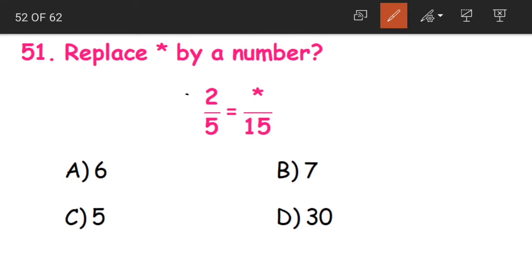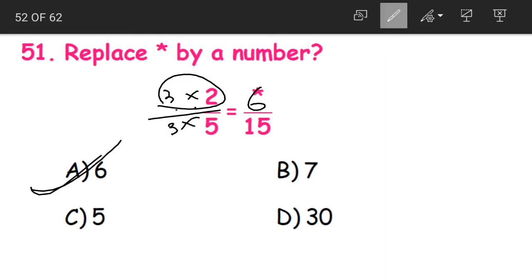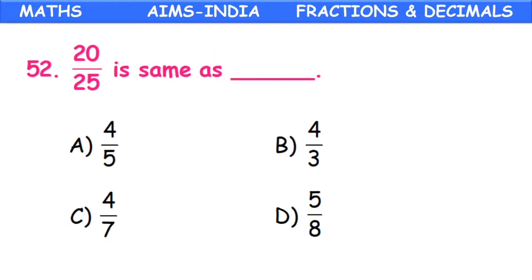In equivalent fractions, we multiply both the numerator and denominator by the same number. That is why we have multiplied the numerator by 3. 3 2s are 6. Option A becomes our correct answer. Next question.